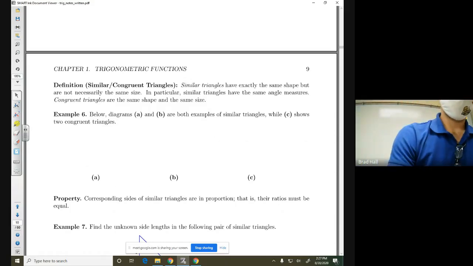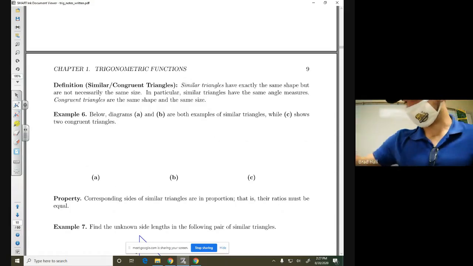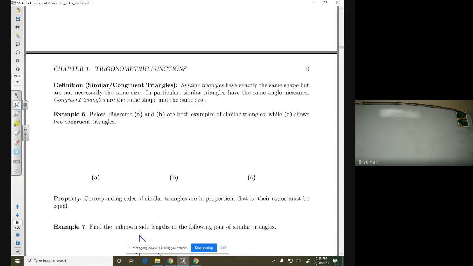So, what were the examples I had? I wrote down the examples in my notes. Below are some examples. Okay. So, the examples I had, A and B, these are going to be similar.